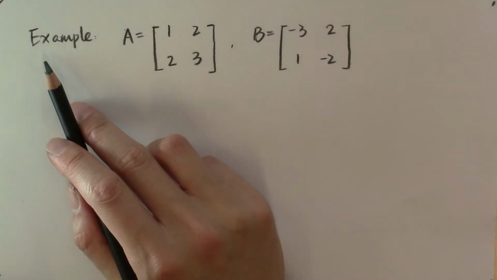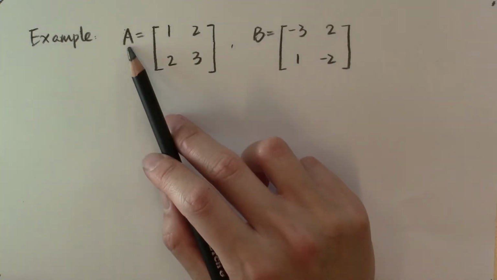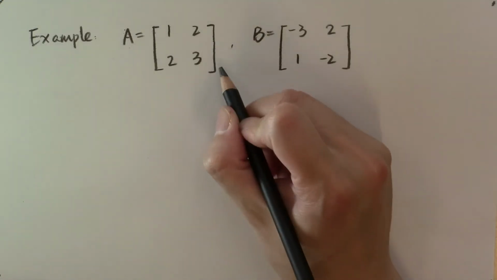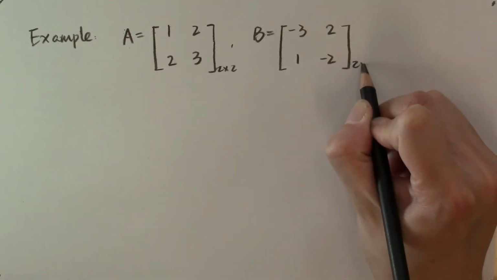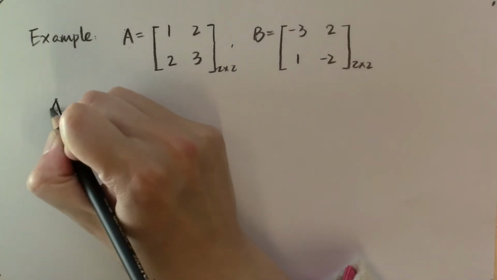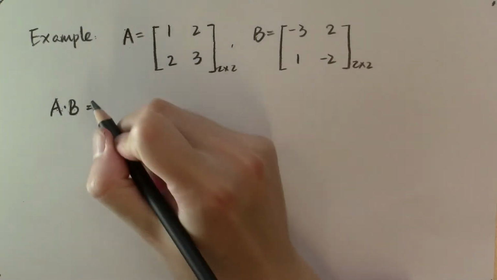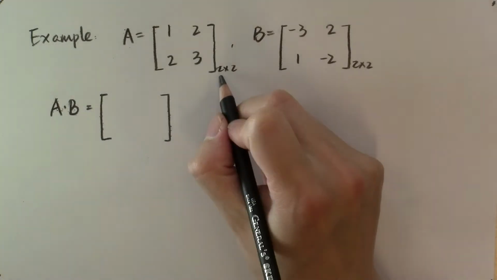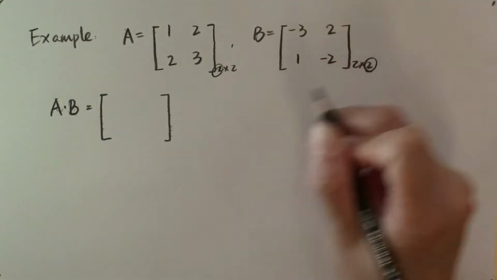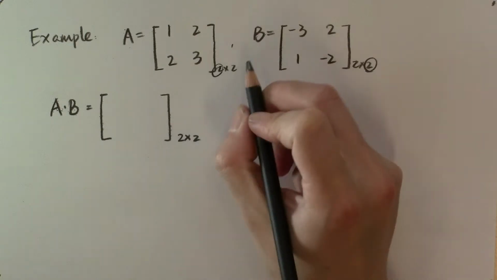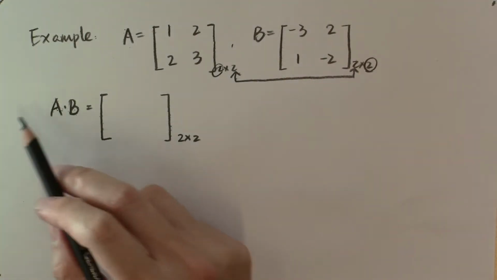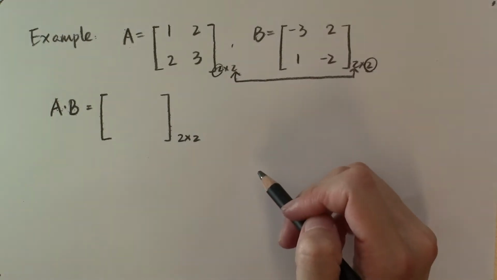Let's look at some examples. Let's try to multiply matrix A to matrix B. Both matrices are of dimension 2 by 2. So the product A times B is going to be, what's its dimension? It's also going to be 2 by 2. The inner dimensions match each other so that the product can be defined.